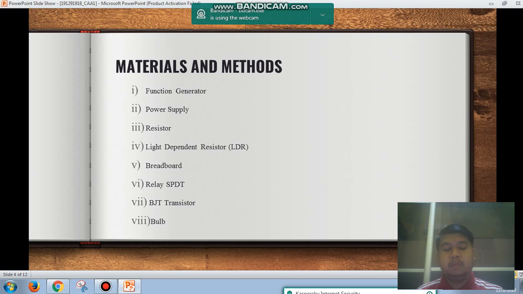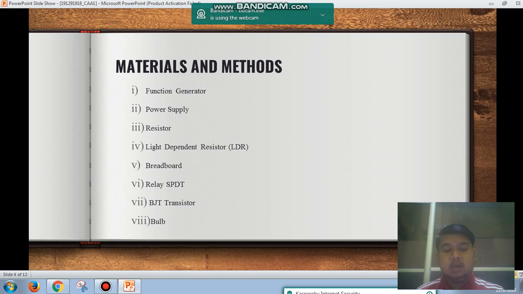Number 5. Breadboard. A breadboard is used to build and test circuits quickly before finalizing any circuit design. The breadboard has many holes into which circuit components like ICs and resistors can be inserted.